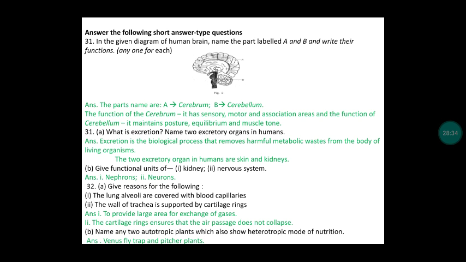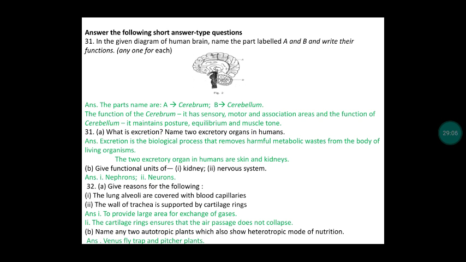What is excretion? Name 2 excretory organs in human. Excretion is the biological process that removes harmful metabolic waste from the body of living organisms. The 2 excretory organs in human are skin and kidney. Give the functional unit of kidney. For kidney it will be nephron, and for nervous system it is the neuron.